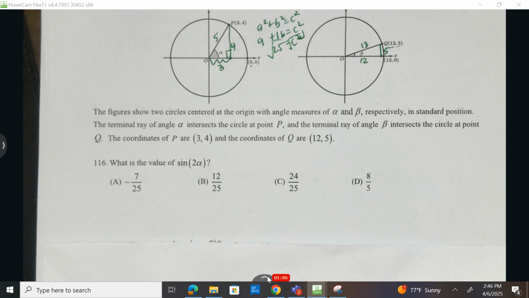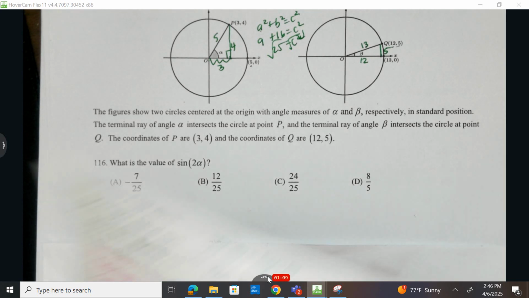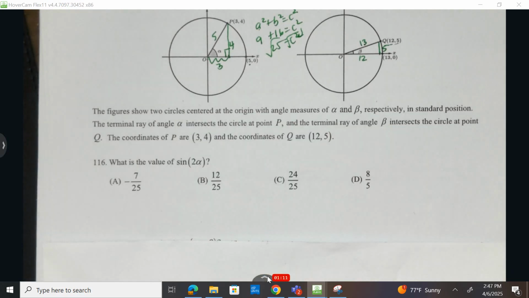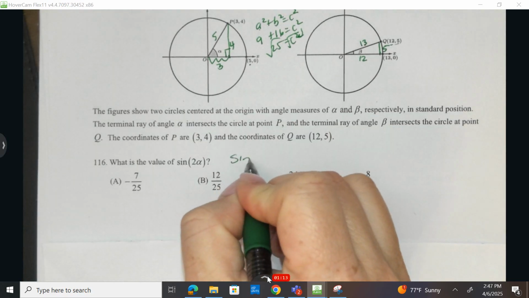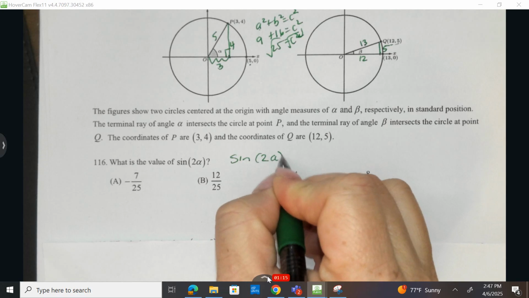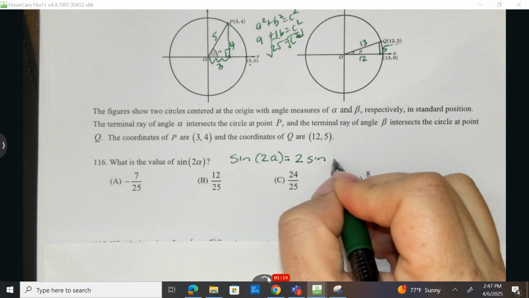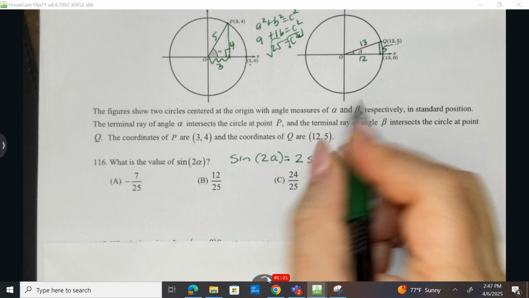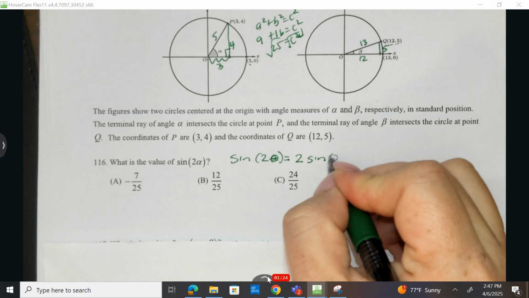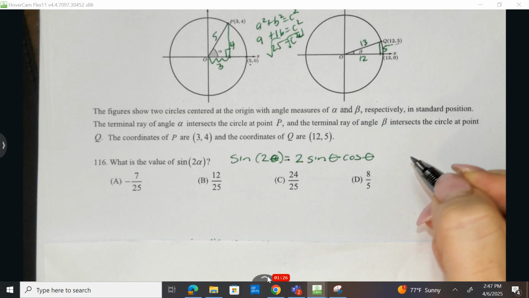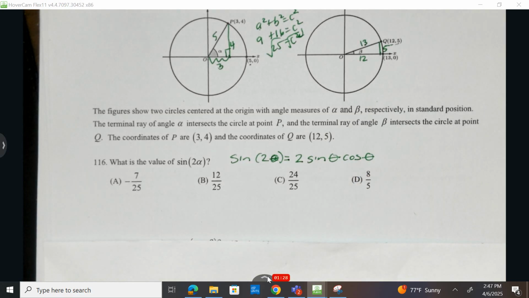So we need to have this memorized, right? That's one of those double angle formulas we need to have memorized. So I'm going to write it down right now. The sine of 2 theta is equal to 2 times the sine of the angle and the cosine of the angle. Okay, so that's what I have at this point.